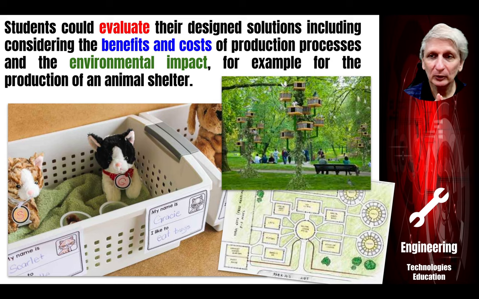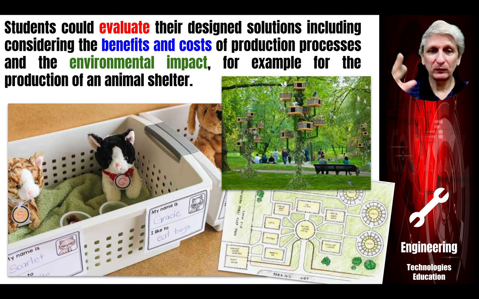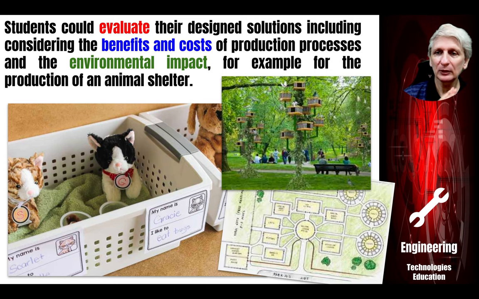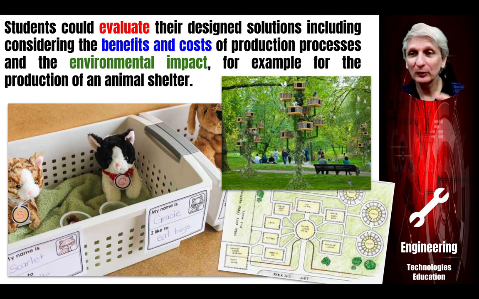But they can also then look at trade-offs against environmental impact. Is it going to have an effect upon the environment? But what is the benefit versus that effect? If we're going to put shelters for birds into a tree, yes, it may have some environmental effect of hammering these shelters into the tree, but does the benefit to the birds in terms of improving the environmental outlook of the solution outweigh the damage to the environment caused by attaching the bird shelters to the trees?